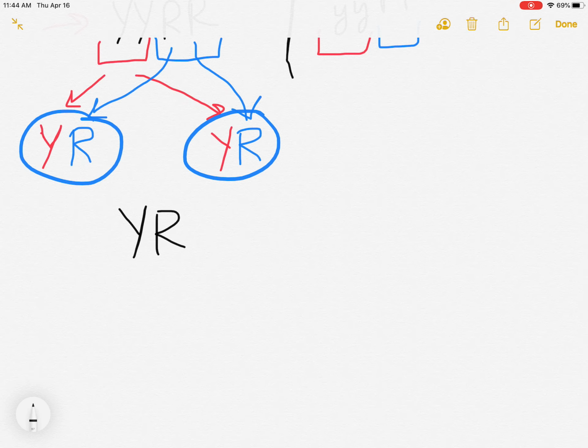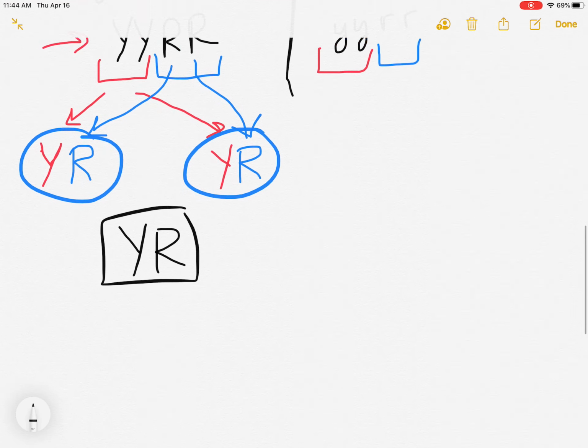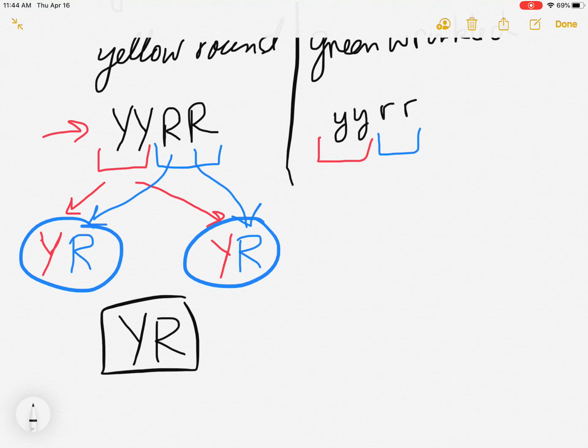Well, they're both the same. So the only possible sperm or egg we can produce with this combination is this one. That's the only possible gamete you can get, the only possible combination. You're always going to get a dominant yellow allele and a dominant round allele in every sperm and every egg.